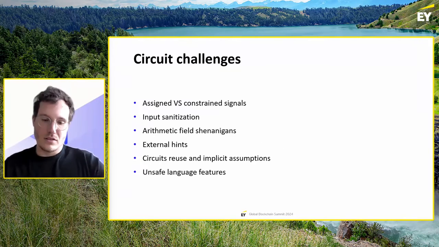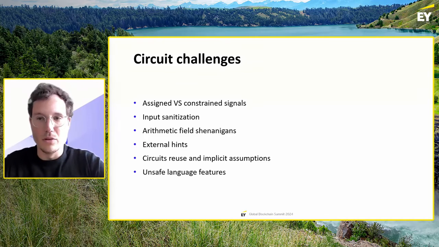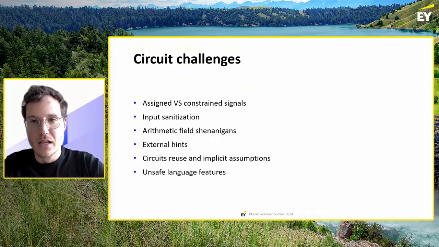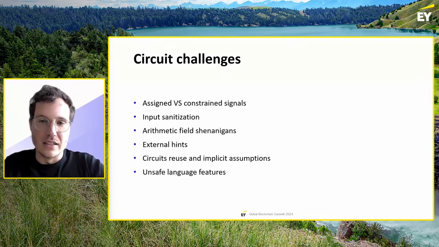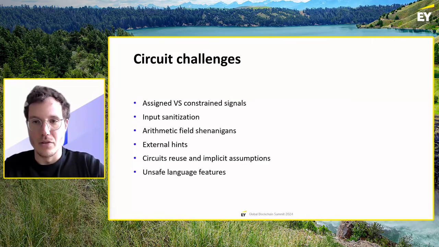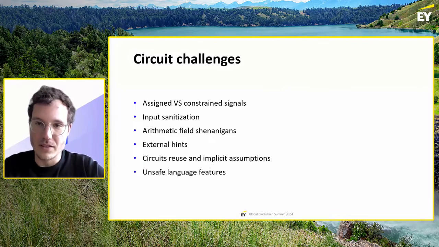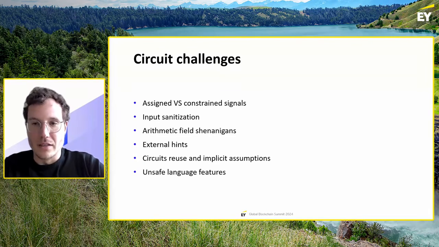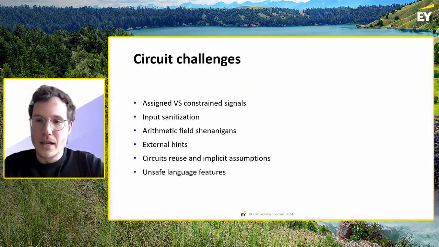Some common challenges we face when we look at circuits are mainly assigned but unconstrained signals, where we put a signal in the circuit but forget to constrain it. We have some other kinds of input sanitization problems. We will see later that the proofs work in some finite field, and we can have some funny things in there. We can have some external hints that are not constrained enough.